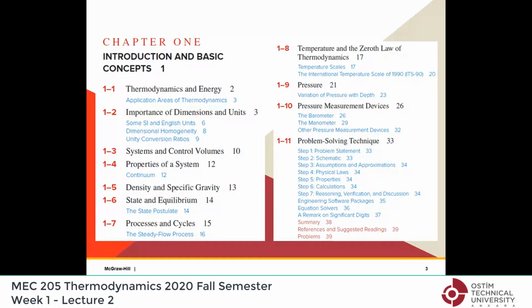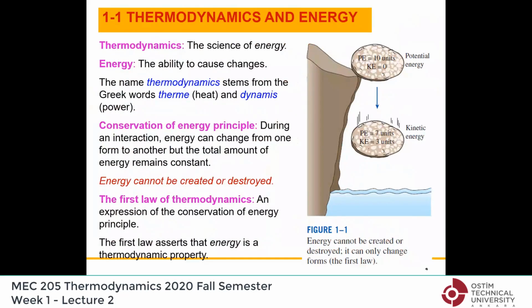Okay, and these are the different sections. So first we'll discuss thermodynamics and energy, which we just did, the importance of dimensions and units. We will discuss systems and control volumes because they are different, and then properties of a system, in particular density and specific gravity, and specific volume, because they are important. We will discuss state and equilibrium, processes and cycles, and then temperature and pressure. Okay, and hopefully we will do it today within the next 2 hours.